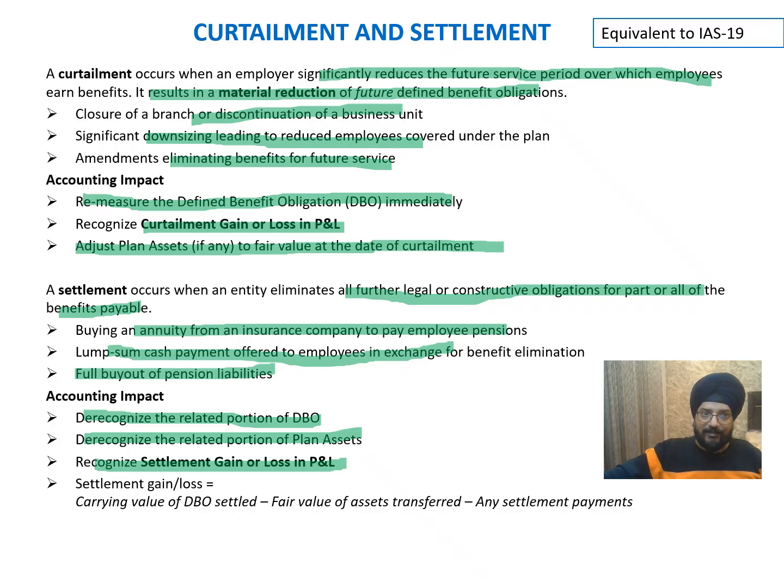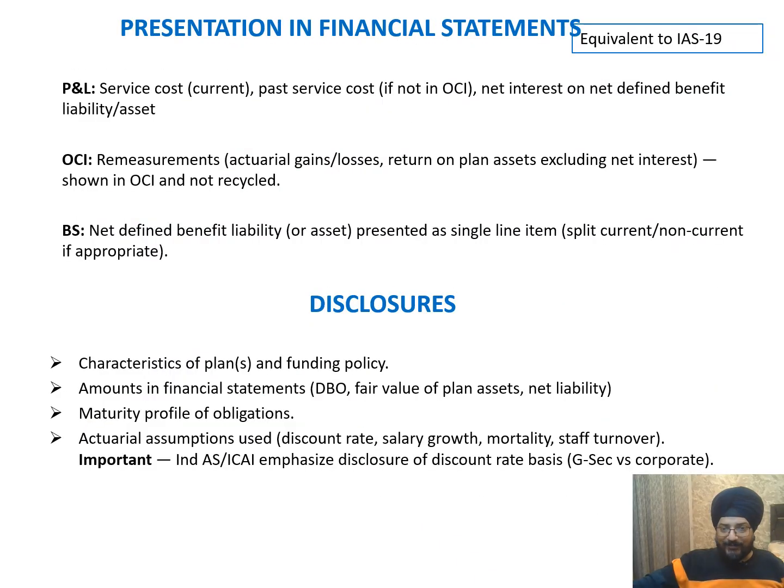We'll move to the next slide then. Okay, so on presentation, we have already spoken about it and shown it as well. Our service cost, past service cost, and net interest cost will be shown as a charge to my P&L, and if it is a net increase, it will be a credit to my P&L. Any remeasurement will be recognized through my OCI, and in the balance sheet we have to show the net benefit liability or asset presented in a single line, which needs to be split into current or non-current as the case may be.